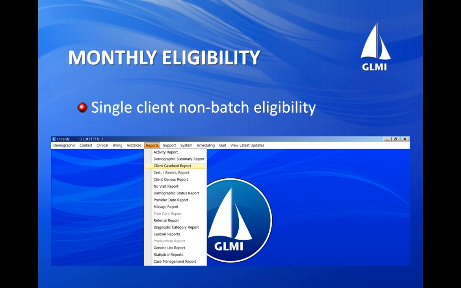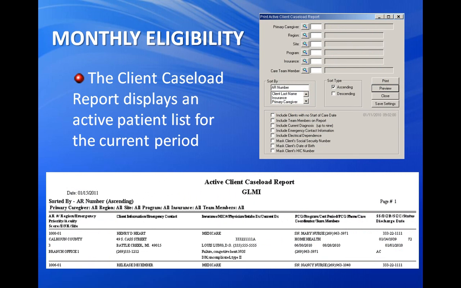Your Ubiquity system makes it easy to get all of the information you need in one place, the Client Caseload Report. You can access this report by selecting Reports from Ubiquity's main menu, then Client Caseload Report. Here's an example of the Client Caseload Report for the current period. This report will give your staff the ability to have multiple pieces of client information located at their fingertips for easy eligibility verification. Staff will have the ability to limit this report to a specific primary caregiver, region, site, program, insurance, or care team member.